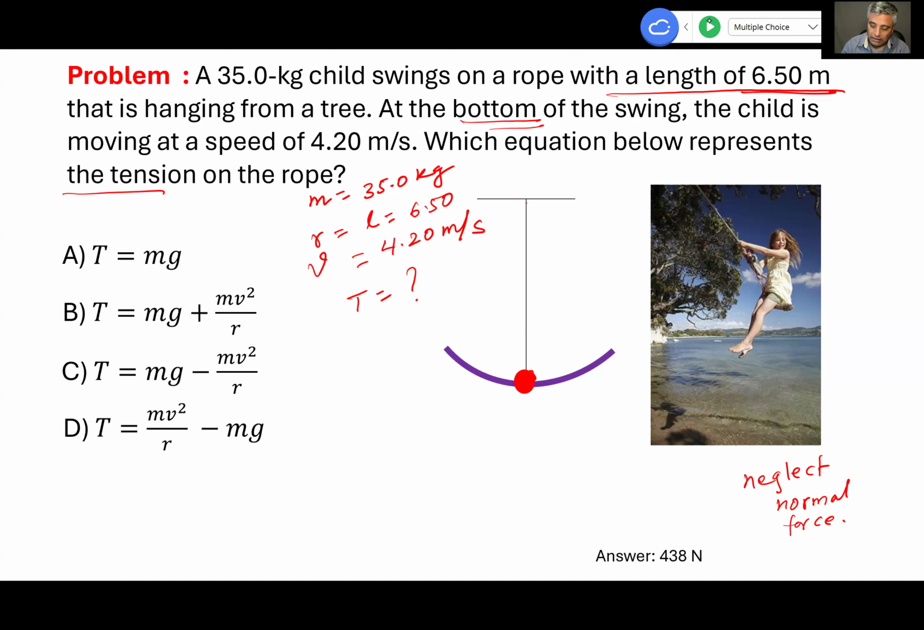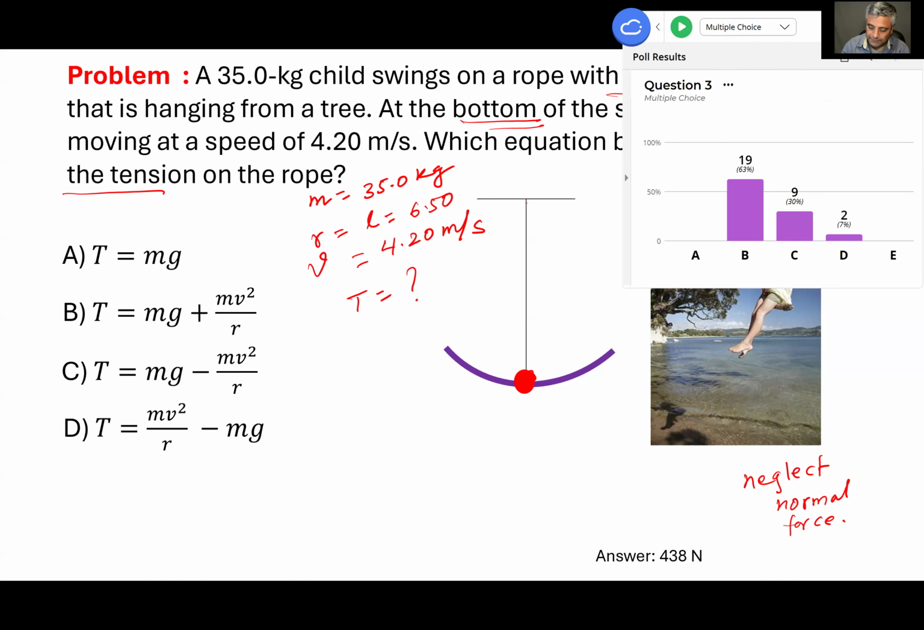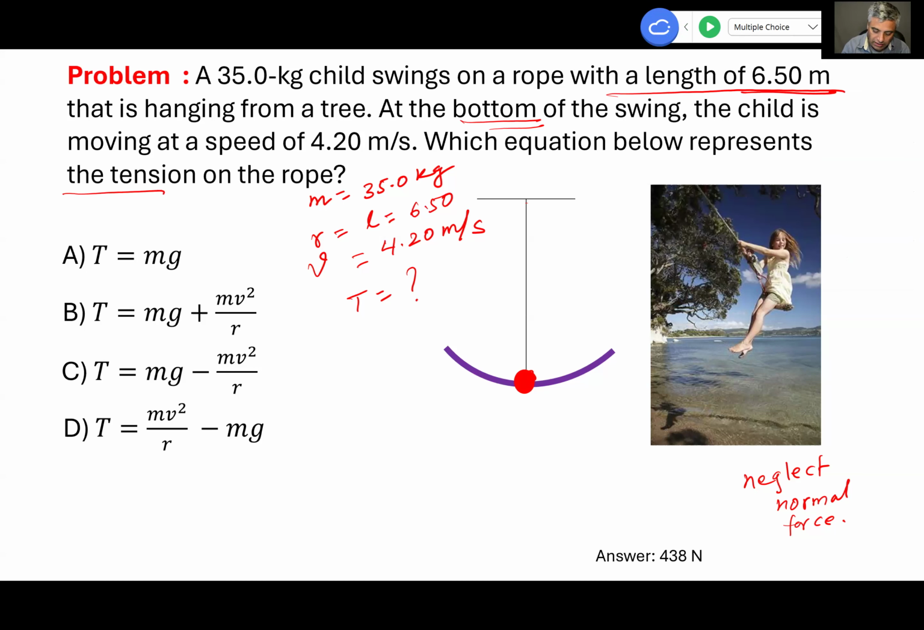Okay, now let's see what we got here. So mostly B, but there are C and D as well. So I don't know the answer, but I know how to do it.